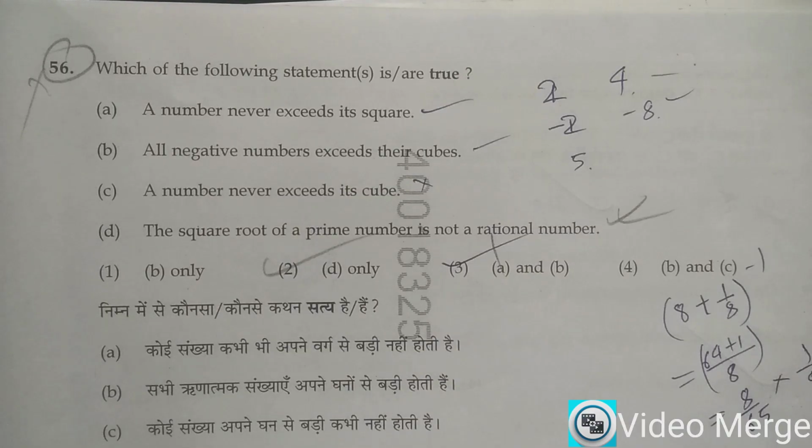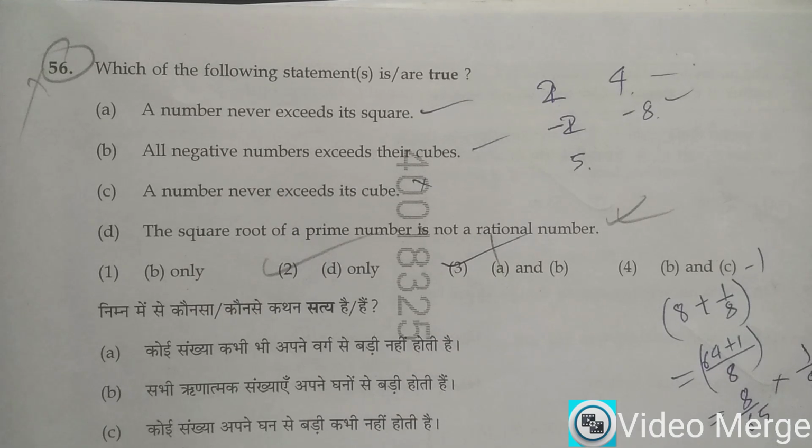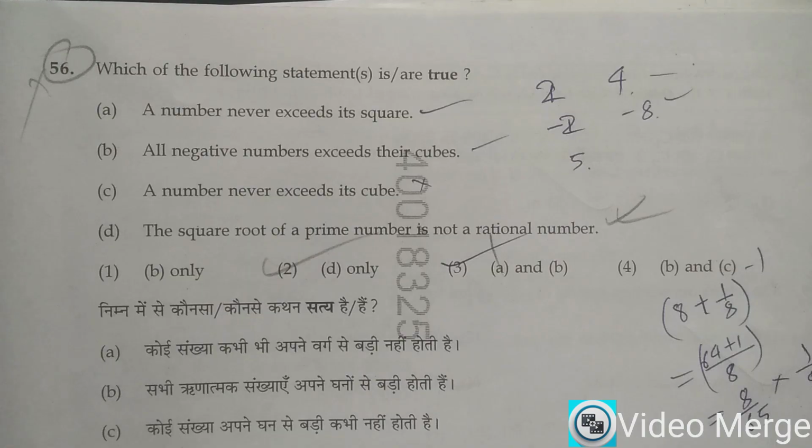Which of the following statements is or are true? Square of a number, all negative numbers, cubes.